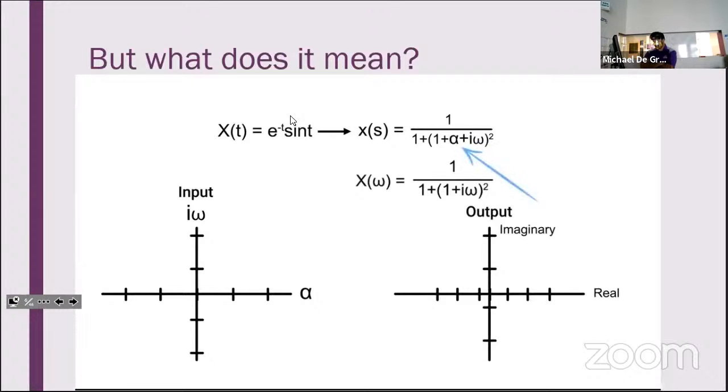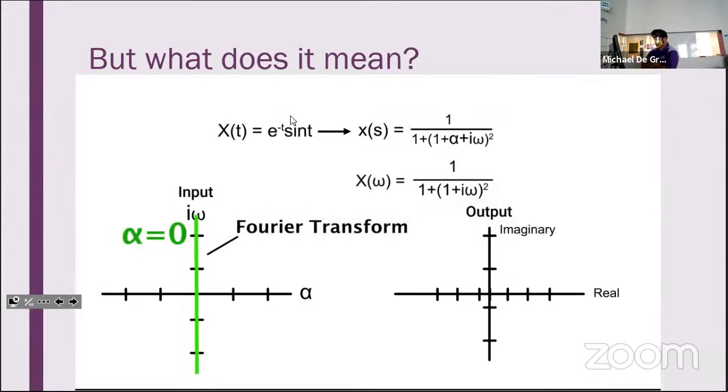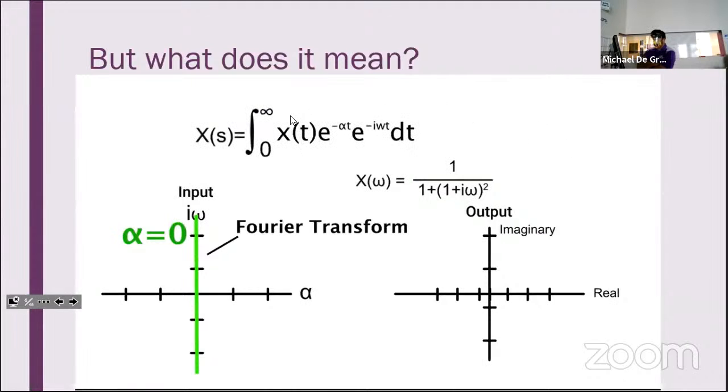But notice that when alpha is 0, we get the exact same outputs as the Fourier transform. As in, this alpha equals 0 line, or the imaginary axis of the Laplace transform, is the Fourier transform. Another way to see this is with the integral, because when alpha equals 0, the exponential goes to 1, and we're left with the original Fourier transform equation.